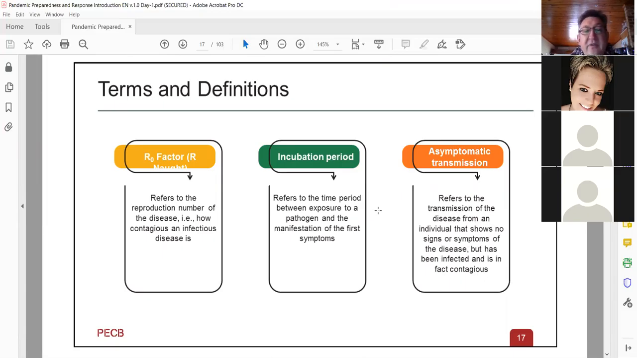This refers to the reproduction number of the disease, for example, how contagious an infectious disease is. Now, R0 is actually patient zero and the contagiousness of how many people that one person is infecting. Now, if we're looking at what has happened in New York and across the globe, in Italy and Spain, etc., R was, at the height of COVID, close to R3. So this means that one person is actually infecting three other people.